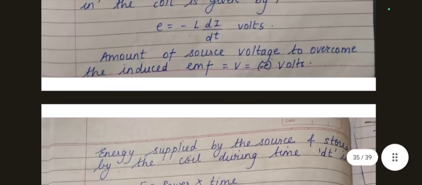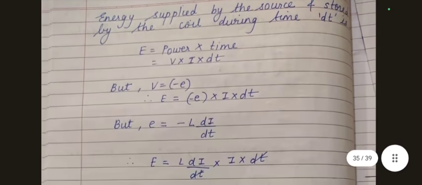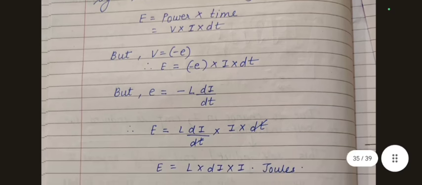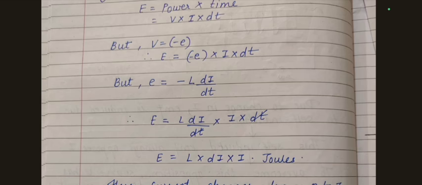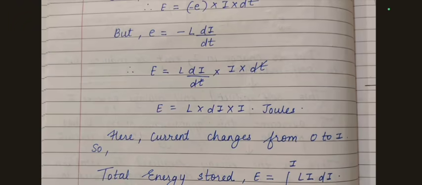Now here I have told you that you have to replace V by minus E. So just put V is equal to minus E in this equation, and you will get E, that is energy, equal to minus E into I into dt. But we all know the formula, by Faraday's law, E is equal to minus L di by dt, right? Now substitute E in this equation, that is minus L di by dt, in the equation which I have told you, E is equal to minus E into I into dt. So if we substitute it in, we will get E is equal to L di by dt into I into dt. Now dt will get cancelled, and we will get L into di into I joules.